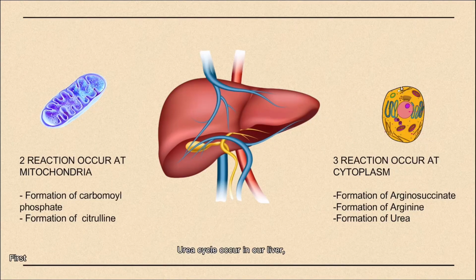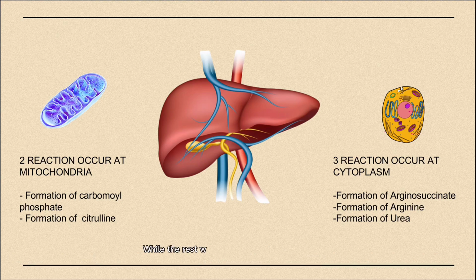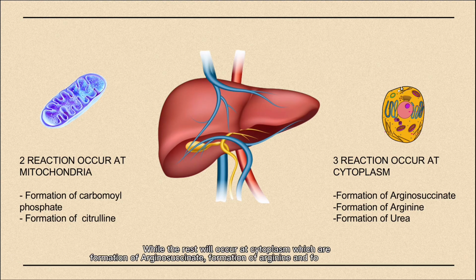The urea cycle occurs in our liver. The first 2 reactions will occur in the mitochondria, which are formation of carbamoyl phosphate and formation of citrulline, while the rest will occur in the cytoplasm, which are formation of argininosuccinate, formation of arginine and formation of urea.